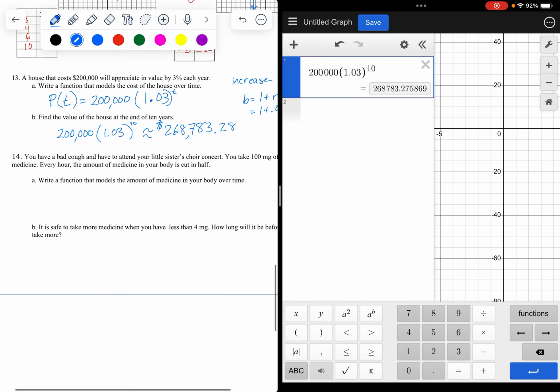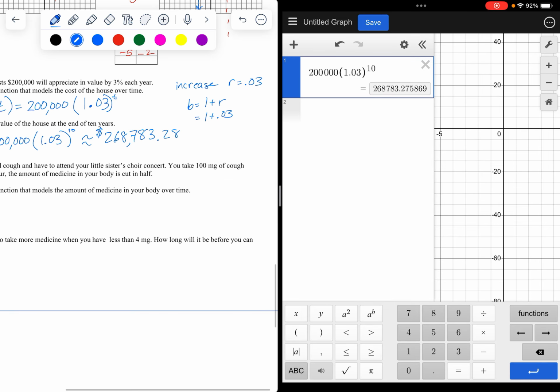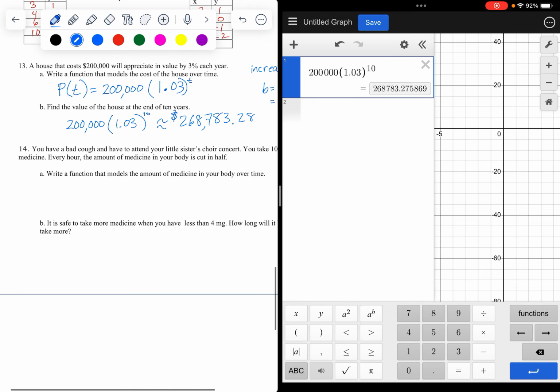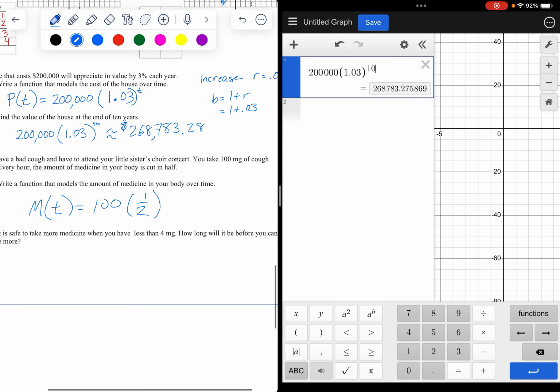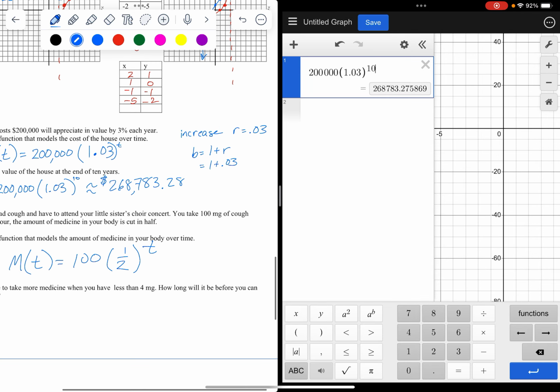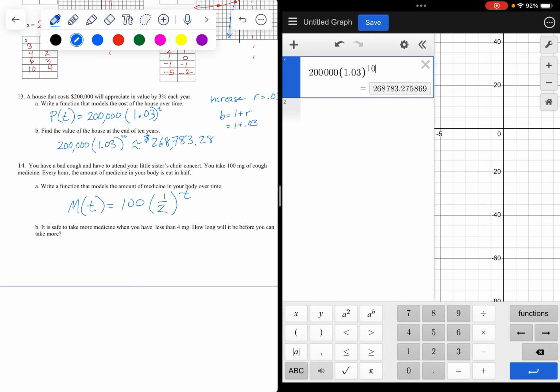The next one: you have a bad cough and have to attend your little sister's choir concert. That sounds like great fun, but go to an orchestra concert, those are better. Well, I play in an orchestra. You take 100 milligrams of cough medicine. Every hour, the amount of medicine in your body is cut in half. Right, a function. So we're going to do medicine as a function of time. We have an initial amount of 100, and then we have half of it remaining after every hour. So t is going to be per hour. Notice t up here was per year, and this t right here is per hour. Is it safe to take more medicine? It is safe to take more medicine when you have less than 4 milligrams. How long will it be before you can take more medicine?